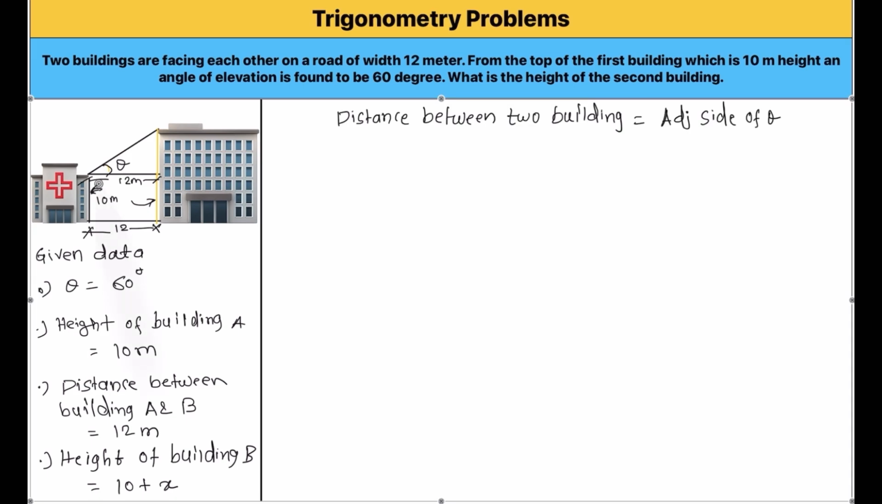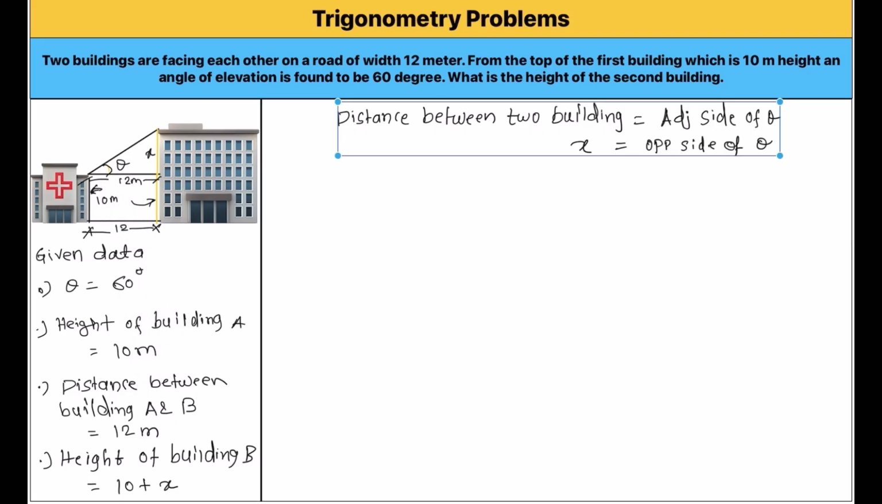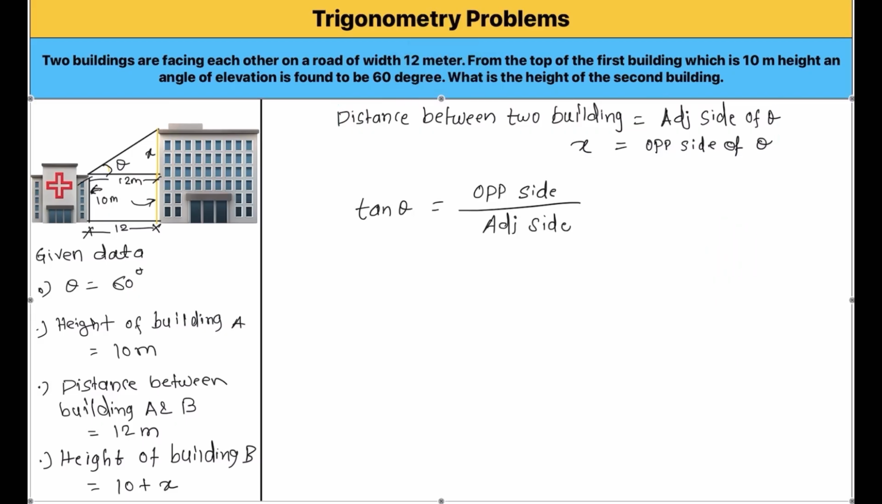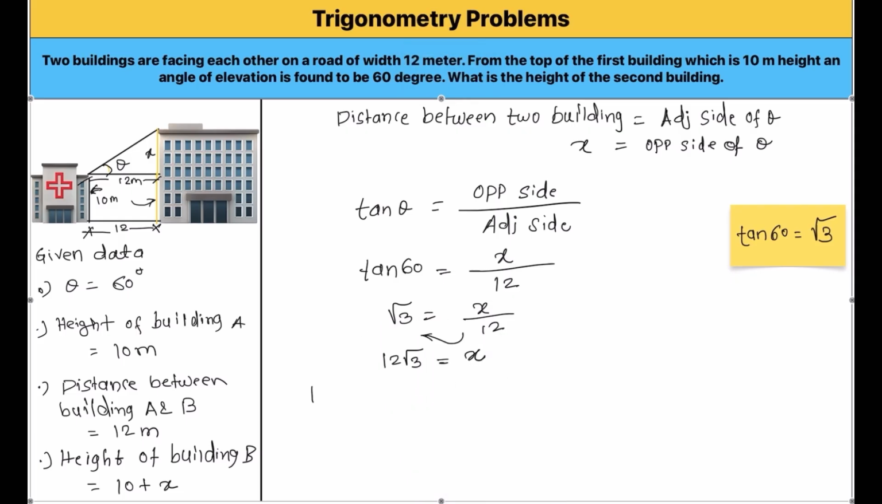Now the distance between two buildings, what is it? It is the adjacent side of angle theta, which we know is 12 meters. And what is x? X is the opposite side of angle theta. I'm sure you must have guessed that we would be using tan theta. Tan theta is equal to opposite side upon adjacent side. Tan 60 is equal to x upon 12. Tan 60 value is root 3. Replacing this value over here, we get square root 3 is equal to x upon 12. Sending 12 to LHS, we get 12 square root 3 is equal to x.